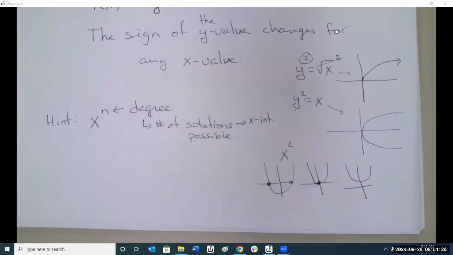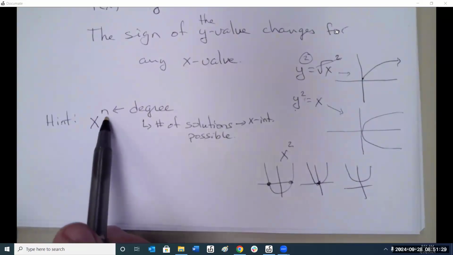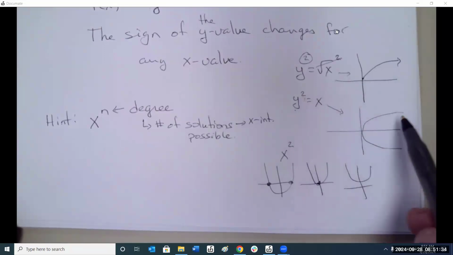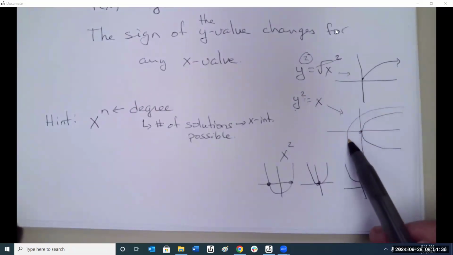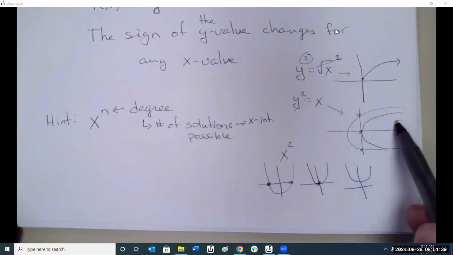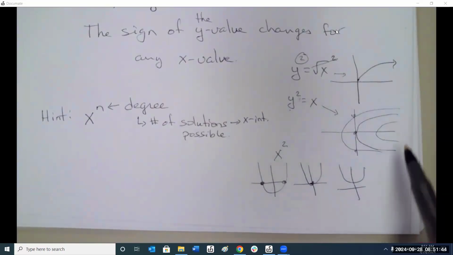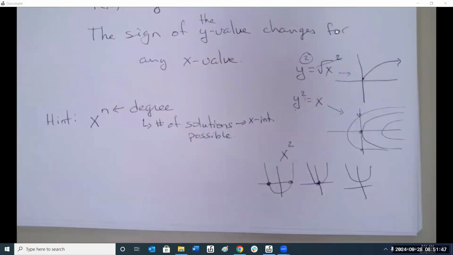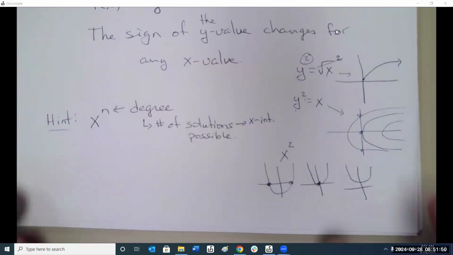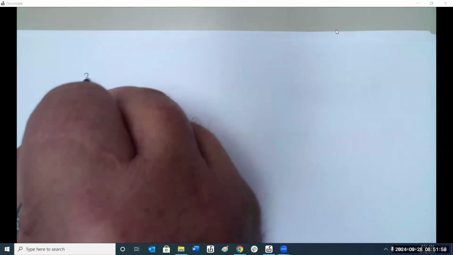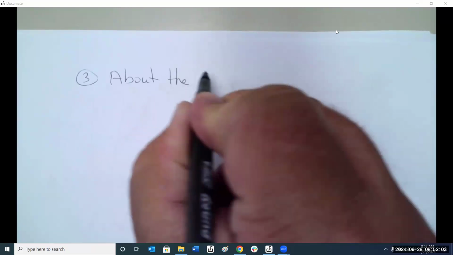That also helps us later on when we start solving these things. Whatever the highest exponent is, there's two solutions. Because this one's on the y, that means here's one solution, here are two solutions, there's no solutions, because it doesn't cross the y-axis anywhere on that one. Yeah, we'll go more into depth later on. So that's about the x-axis. The third one is about the origin.